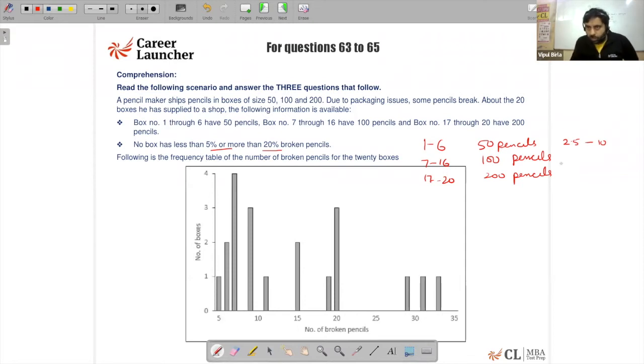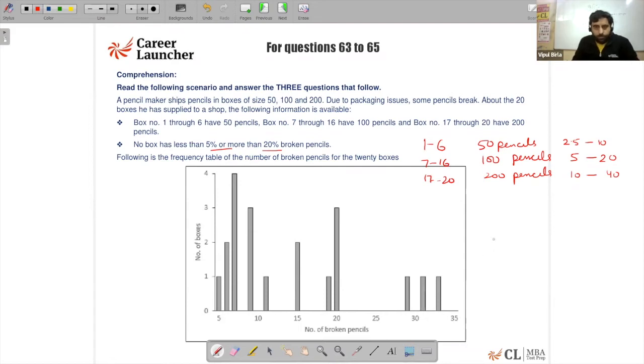Similarly for 100, it's going to be from 5 to 20. And for 200, 5% of that is going to be 10, so from 10 till 20% is going to be 40. So all broken pencils lie in that range. Following is a frequency table of the number of broken pencils for the 20 boxes.